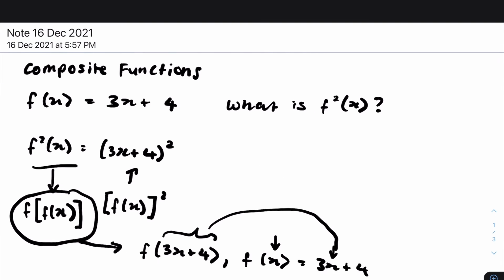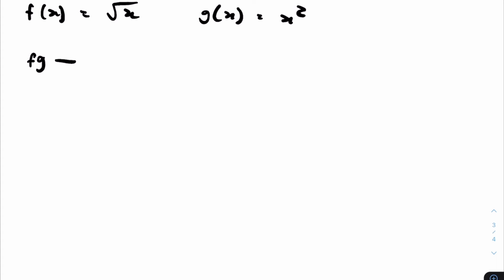The domain and range of composite functions are quite important because, let's say you had a function f(x) equal to √x and g(x) equal to x². And let's say we had f(g(x)) and we wanted to find the domain. So f(g) would mean putting g(x), which is x², into f(x), which would be √(x²), which is just equal to x.